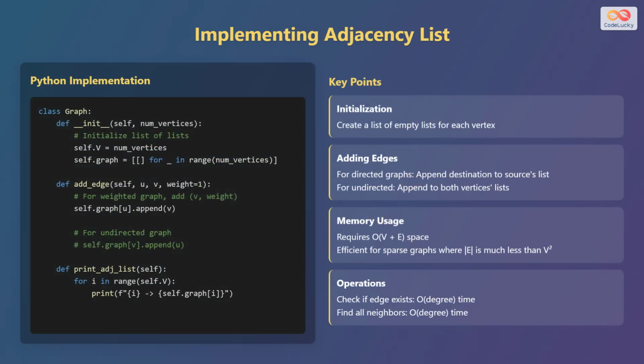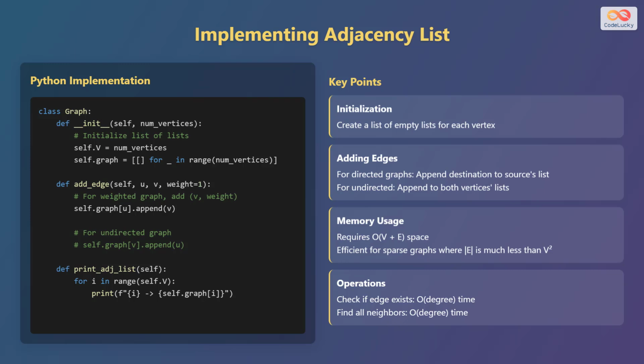Now let us see how to implement an adjacency list in Python. We define a class called Graph. In the init method, we initialize a list of lists. V is the number of vertices, and the graph is a list comprehension that creates an empty list for each vertex. In the addEdge method, we append the destination vertex V to the source vertex U's list. For undirected graphs, we also append U to V's list. The print adjacency list method iterates through each vertex and prints its corresponding list of neighbors.